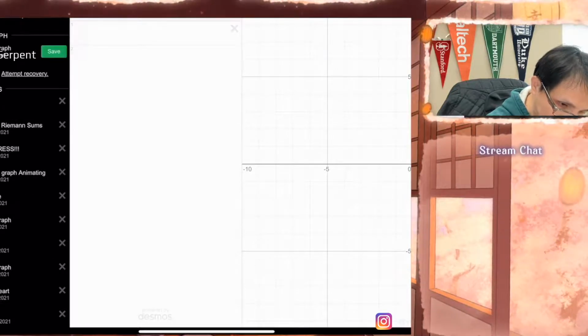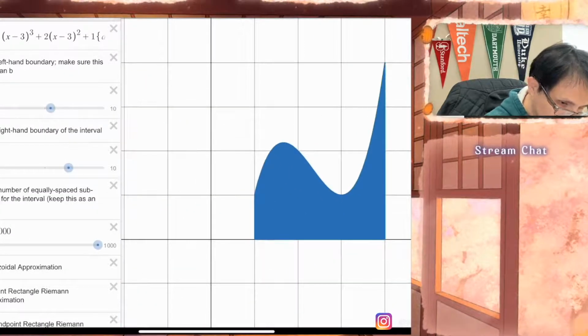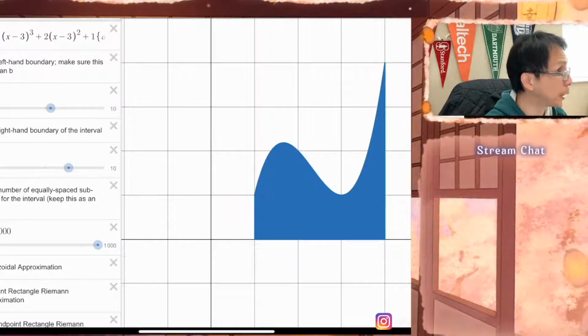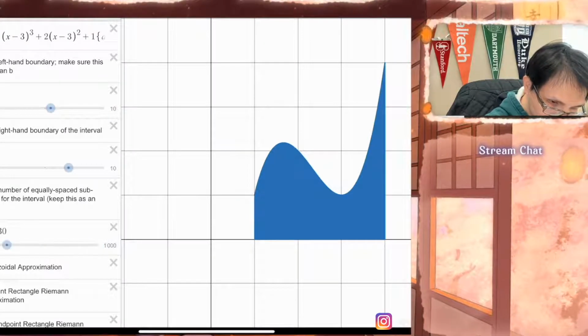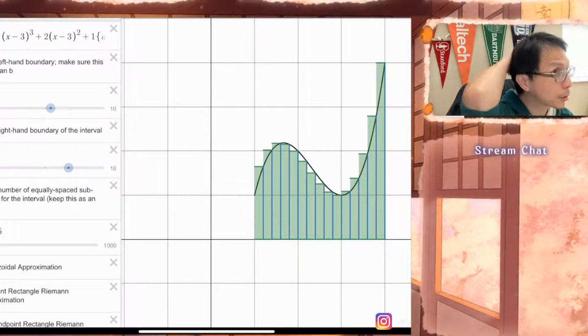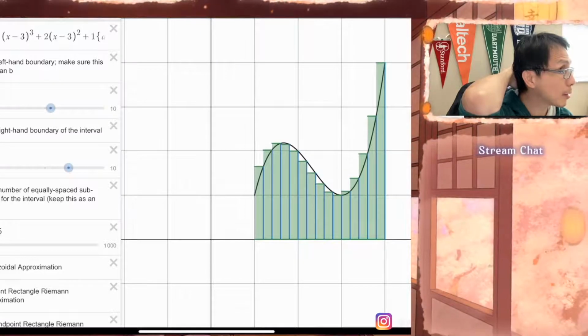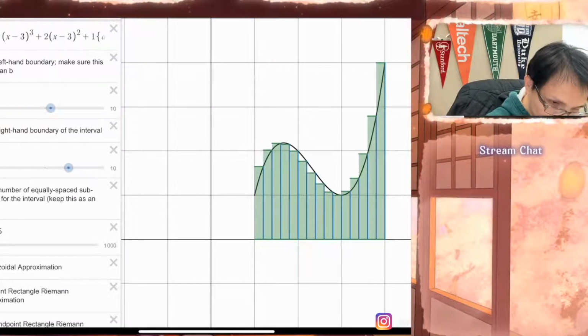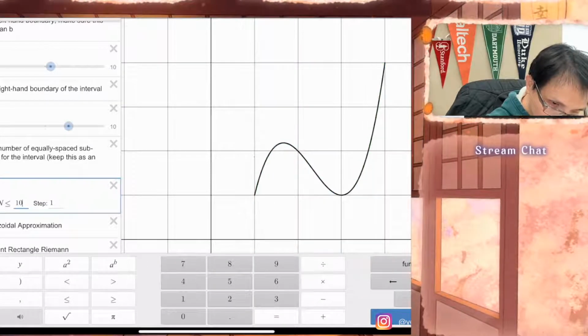Okay, so we show you this before, right? That approximation for us like this. Did we show you this before? This is the first time you've seen this? Okay, cool.